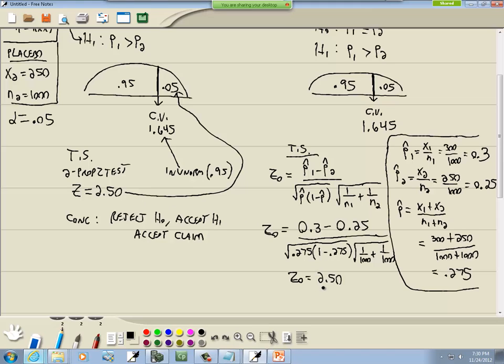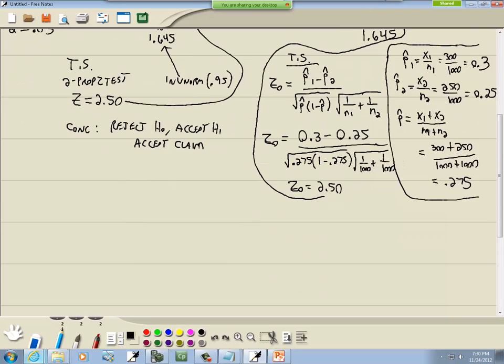So if I look at this like a number line, 2.50 would fall over here in the right tail. So our conclusion would be we reject H naught and we accept H1 and accept the claim.